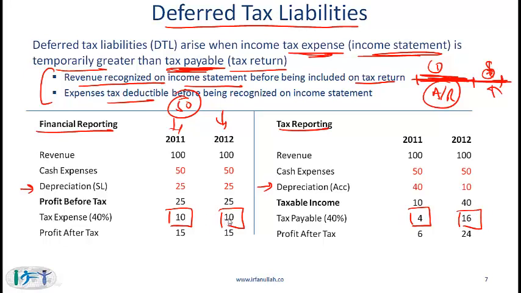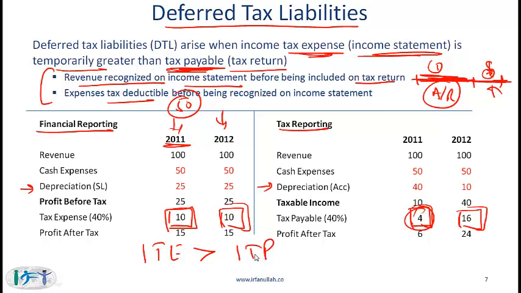Overall we pay 20 in tax in both situations, but on the left hand side with financial reporting, this is actually a provision. On the right is what we are actually supposed to pay. Now let's look at 2011. The tax expense or the provision for income taxes is 10. This number, the income tax expense, is greater than 4, which is the income tax payable. This means that according to financial reporting, what we should be paying is more.